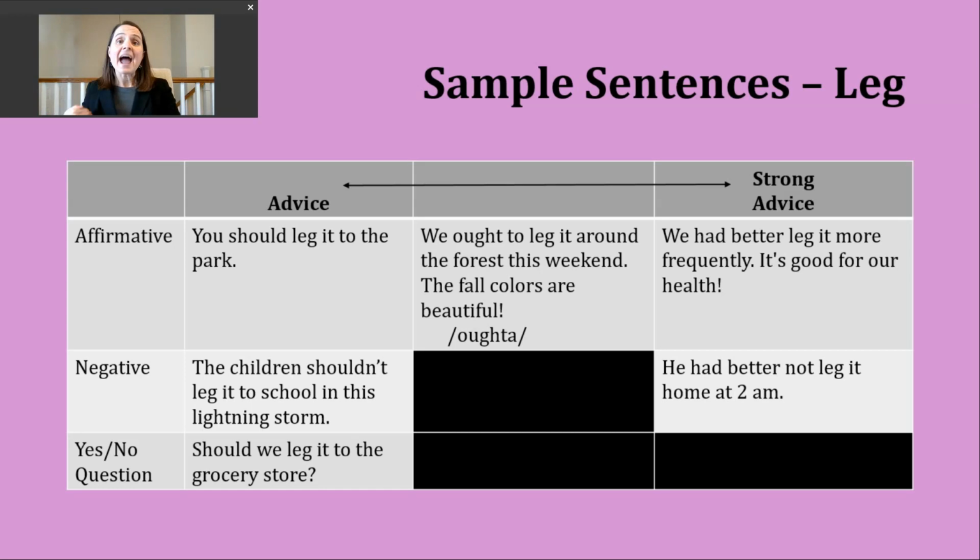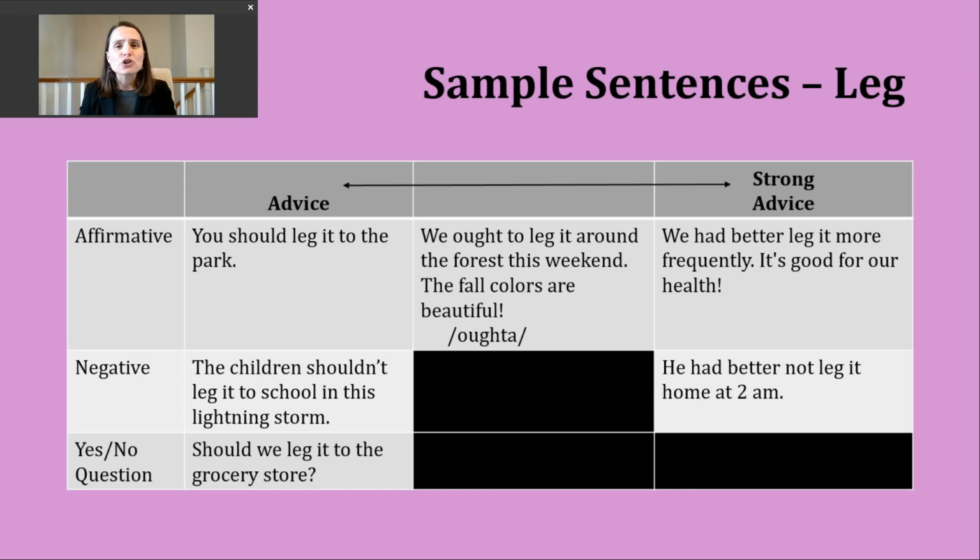You can also ask others for advice using yes or no questions. To do that, start with the modal should, then use your subject, right? And then the base verb. So, an example of this: should we leg it to the grocery store? Well, I'm asking, should we walk to the grocery store? Again, versus driving or biking or using some other form of transportation.